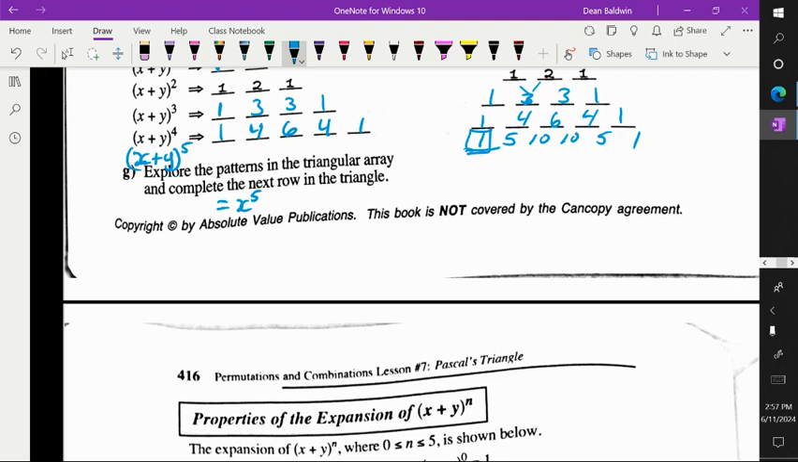The coefficients are going to be these numbers in this row. So x to the 5th, what's the next term? 5x to the 4. So then the exponent on the x goes down 1, the exponent on the y goes up 1, because they always have to add to the degree. So y. The next one is 10x cubed y squared plus 10x squared y cubed plus 5x y to the 4th plus y to the 5th.